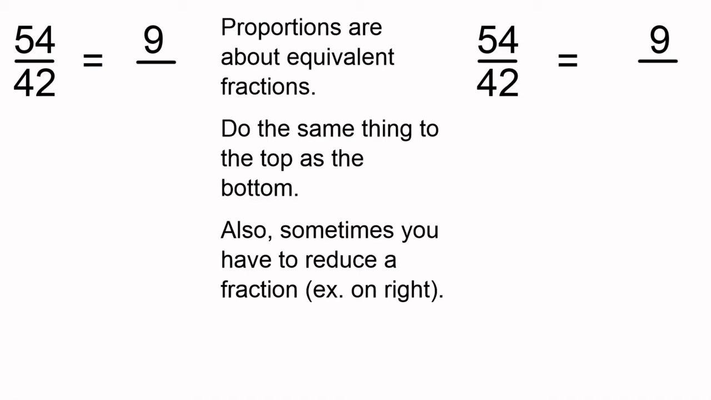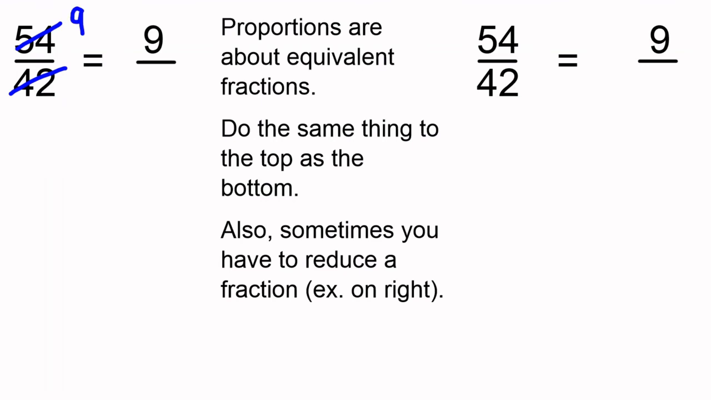We have 54 over 42. We could reduce this because you see, 54 doesn't go into 9. You might look at it that way. And so what goes in both 54 and 42? Well, that would be 6. 6 goes into 54 9 times, and 6 goes in 42 7 times.